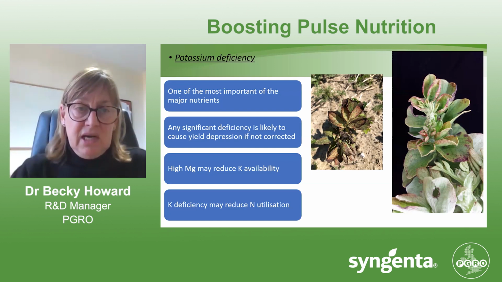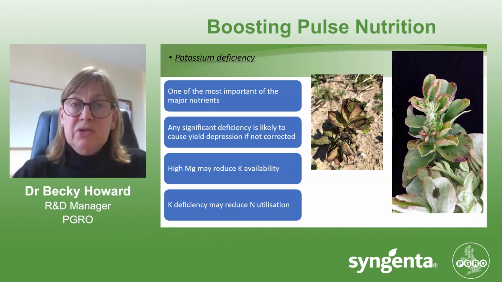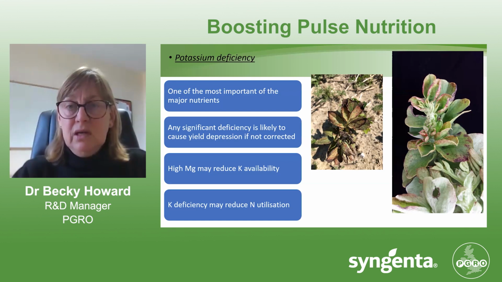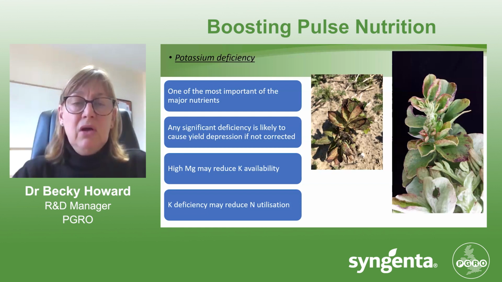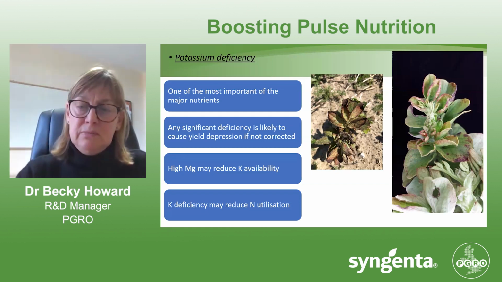Potash has a very close relationship with magnesium in soils, and therefore high magnesium levels can also reduce potash availability. And that in turn then leads to reduced nitrogen utilisation. So it is important that we think about this and that we get this right. And it's one of the deficiencies that we do see coming through our plant clinic here at PGRO more frequently than we would like to.